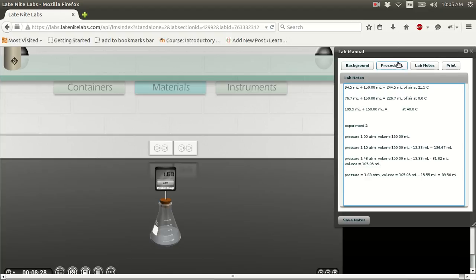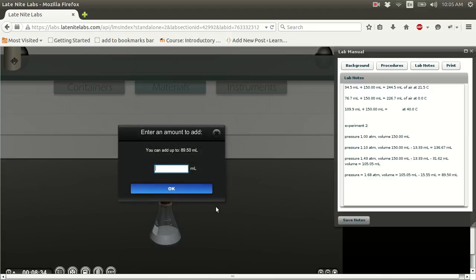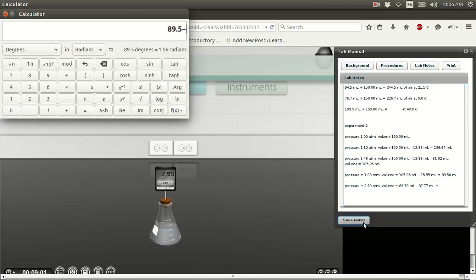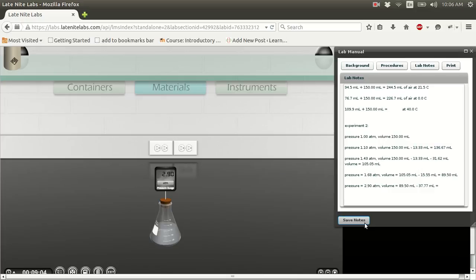Okay, and I'll take another. Maybe I'll just take it all the way down to maybe 37.77. How about that? Okay, so the pressure is 2.90. So the last volume, 89.50, minus the volume that I just changed, 37.77, is 51.73.